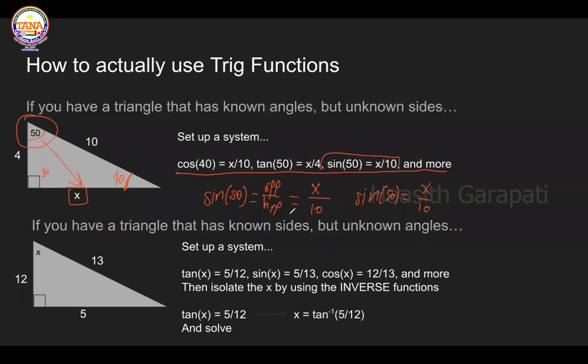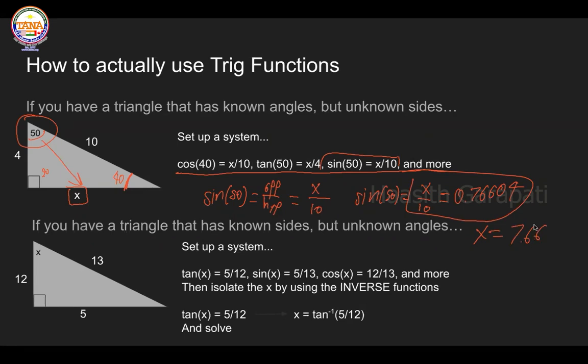So we do sine of 50. We plug sine of 50 into our calculators. It might be different depending on what calculator you use, if you have a scientific or graphing. But in this case, sine of 50 is equal to 0.76604. And then we simply solve this equation over here, and we get x is equal to 7.66.